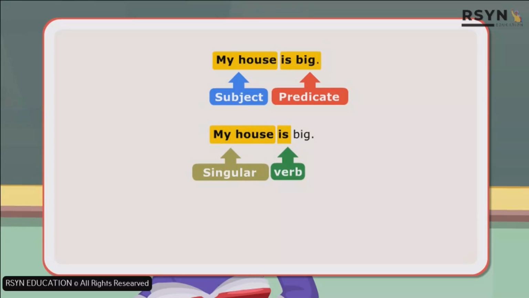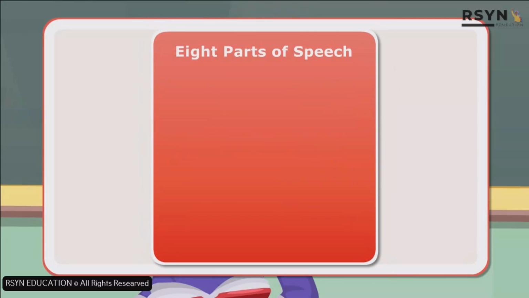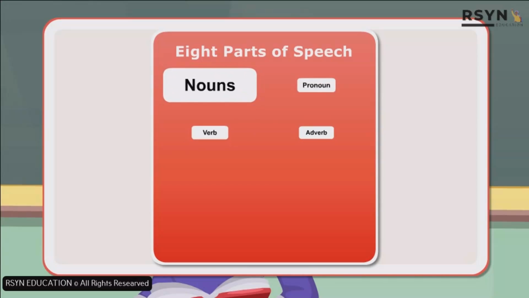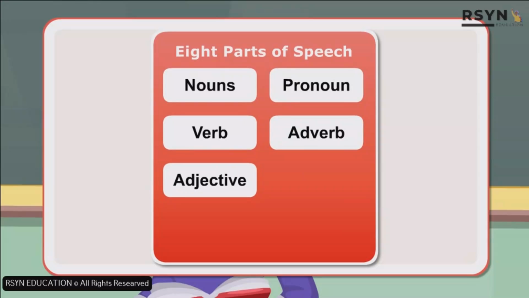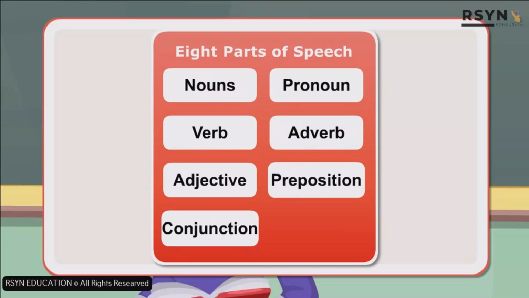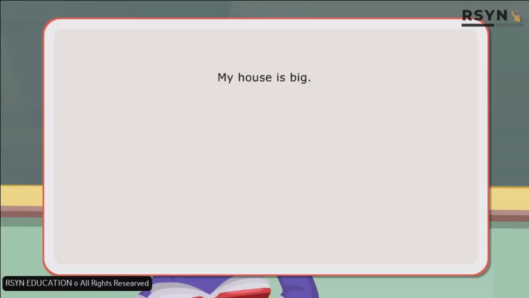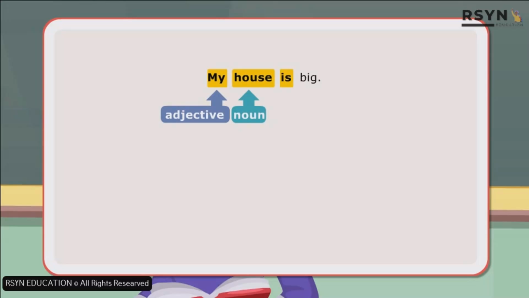There are 8 parts of speech that appear in a particular structure in a sentence. These are nouns, pronoun, verb, adverb, adjective, preposition, conjunction, and interjection. Example: my, adjective; house, noun; is, verb; big, adjective.